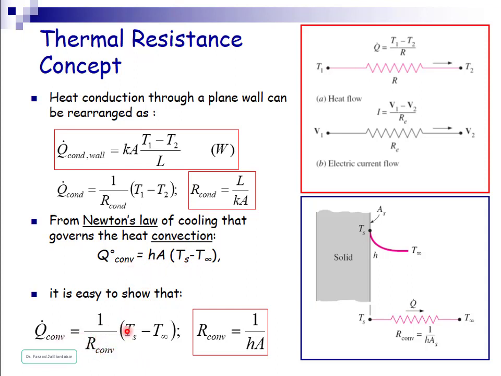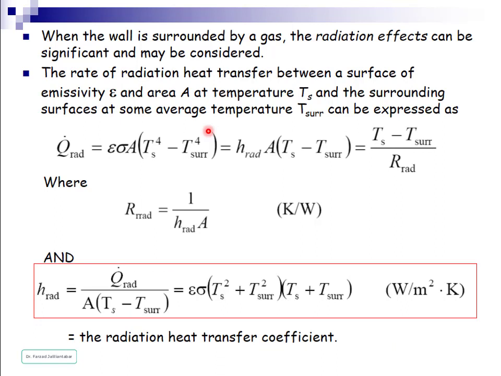Then we will have the same equation as conduction heat transfer, for convection heat transfer, and we can again find this thermal resistance for the convection, which is the thermal resistance of a surface against convection, or simply it is convection resistance. But when the wall is surrounded by a gas, the radiation effect also cannot be neglected, and we should also consider the effect of radiation on the heat transfer.